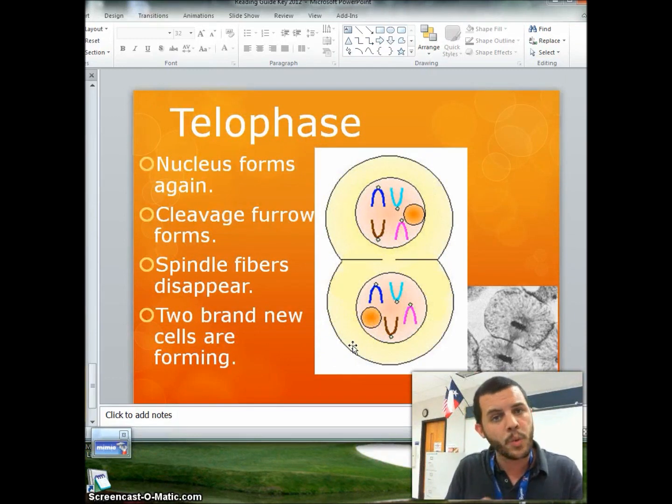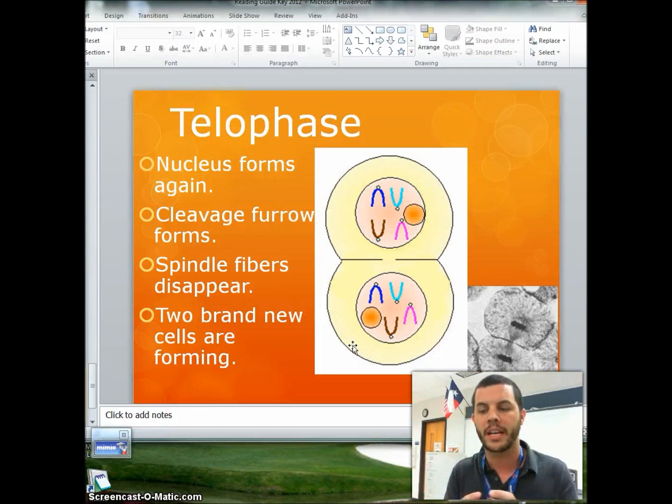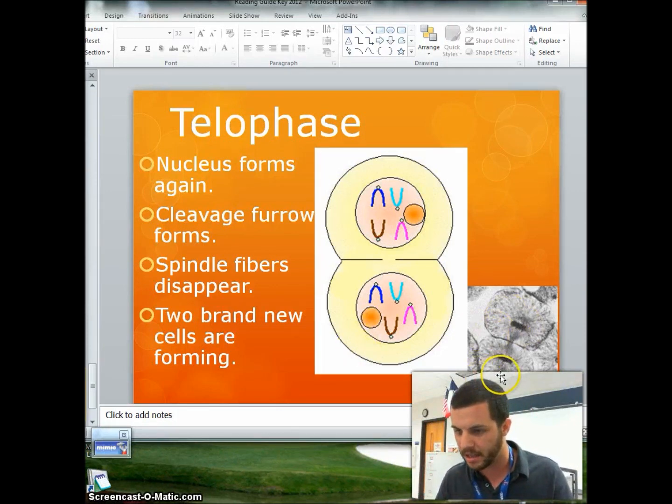Okay, then we make our way to telophase. In telophase, this is where we're going to start to put the cell back together. Okay, the cell's going to start to look like a new cell. Okay, here's a nice little example, a real life example of telophase. Okay, the nuclear envelopes are going to start to form again. Okay, a cleavage furrow forms.